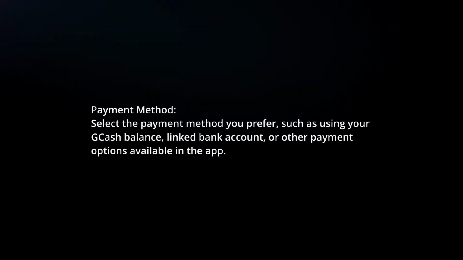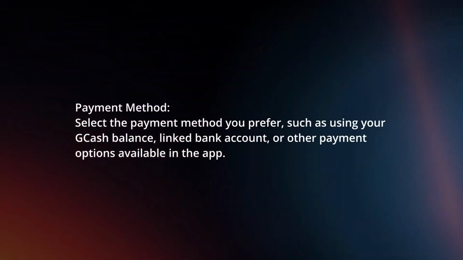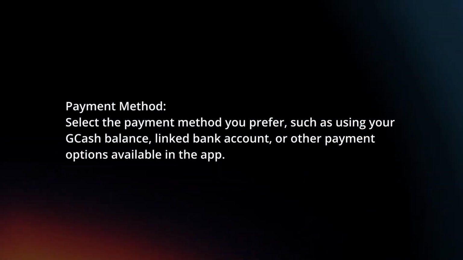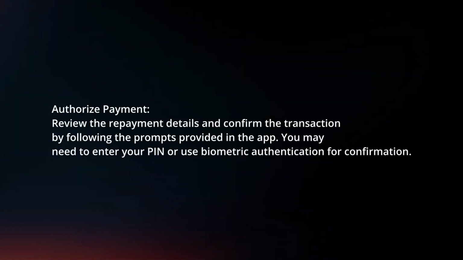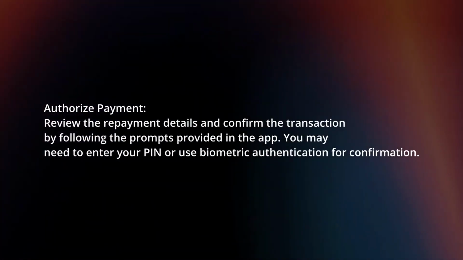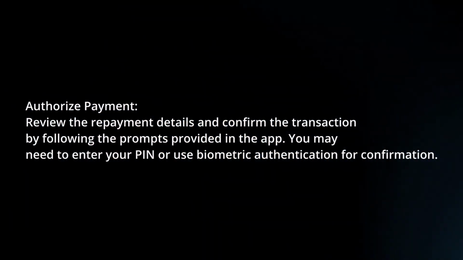Payment method. Select the payment method you prefer, such as using your GCash balance, linked bank account, or other payment options available in the app. Authorize payment. Review the repayment details and confirm the transaction by following the prompts provided in the app. You may need to enter your PIN or use biometric authentication for confirmation.